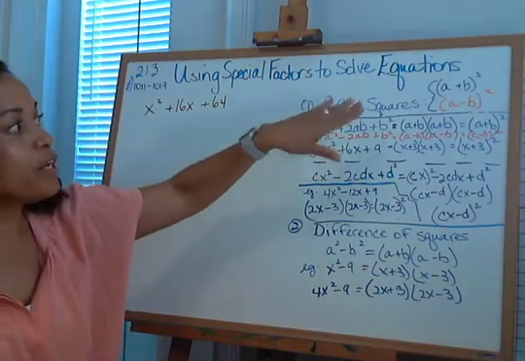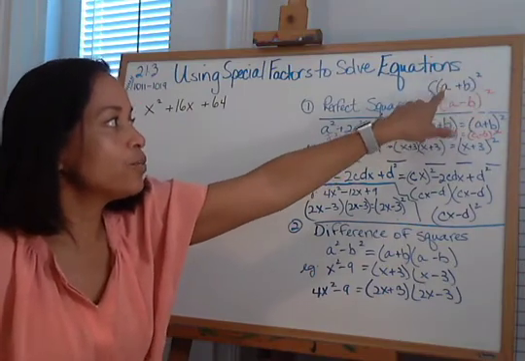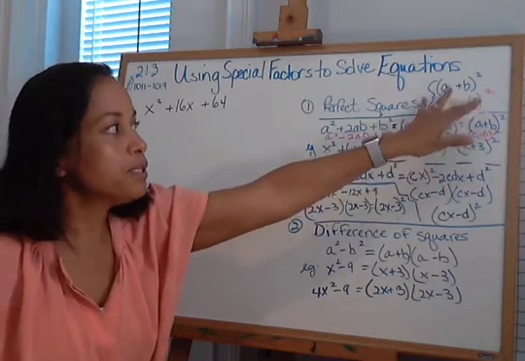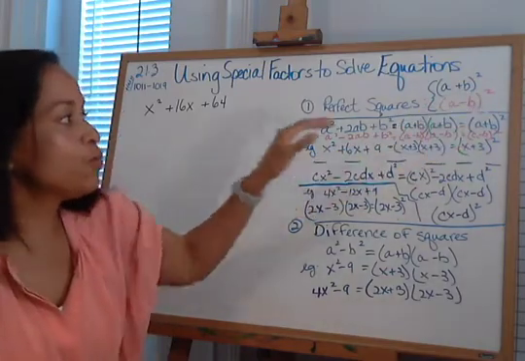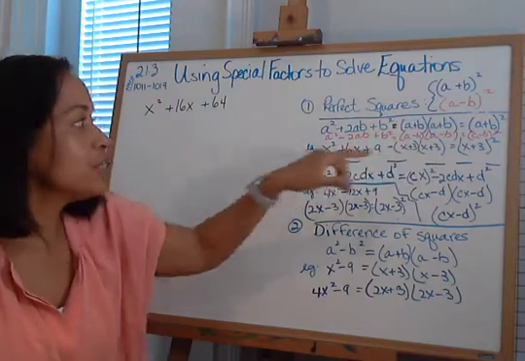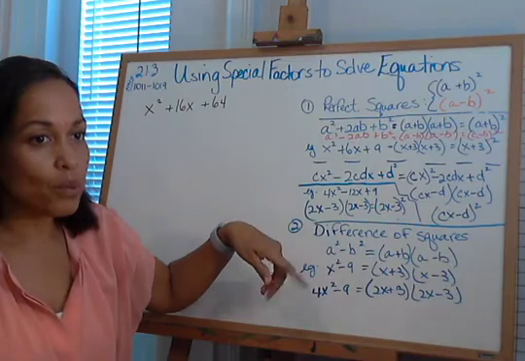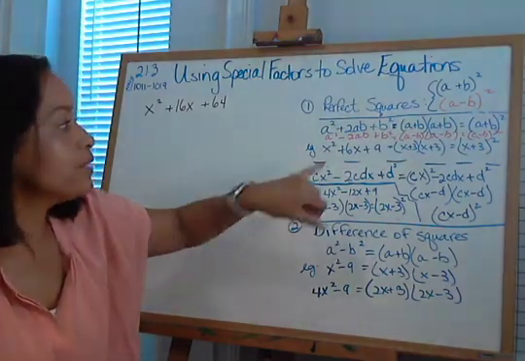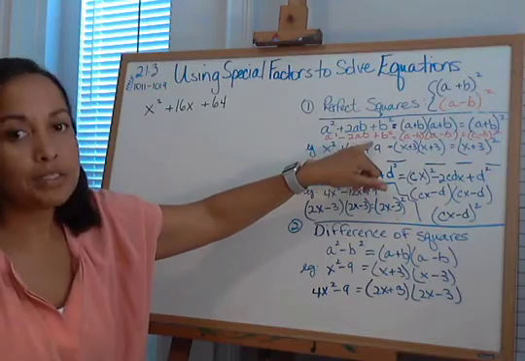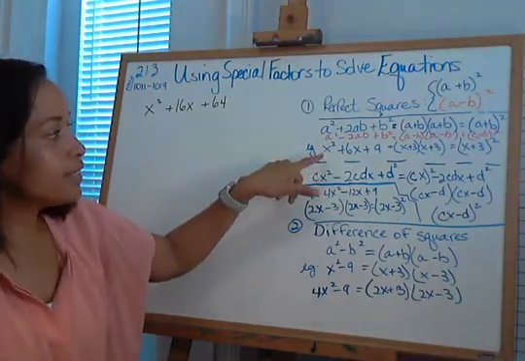So perfect squares are quantities that have been squared. You can write them as a plus b, the whole quantity squared, or a minus b, the whole quantity squared, written as a polynomial. So if you multiply those two factors, you get a squared plus 2ab plus b squared when it's plus, and when it's minus, you get a squared minus 2ab plus b squared. It's a lot of a's and b's. Let's take a look at an example.